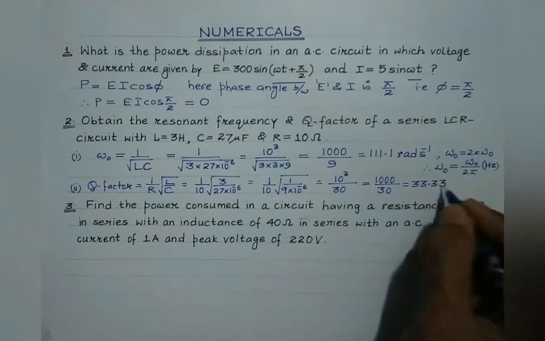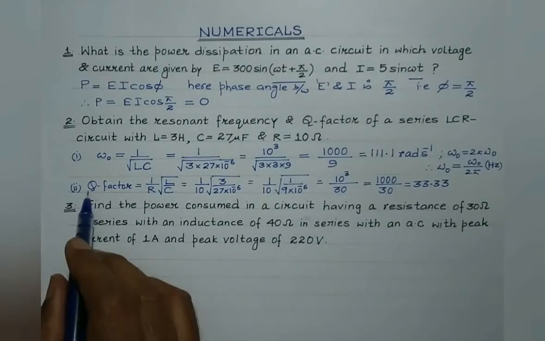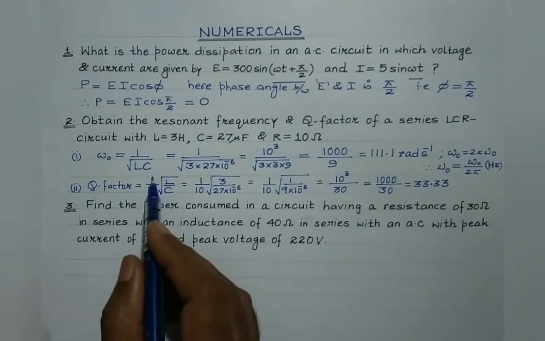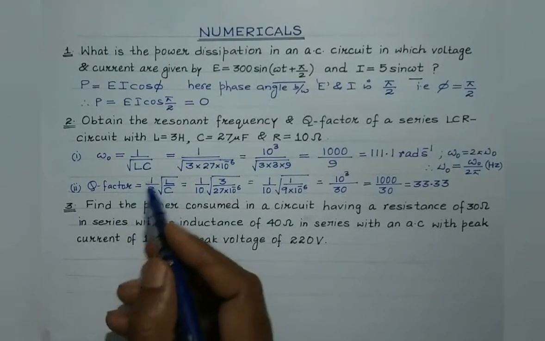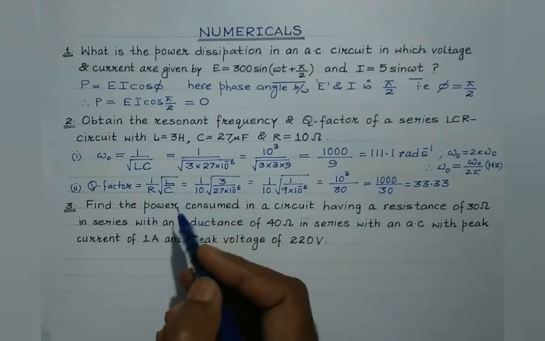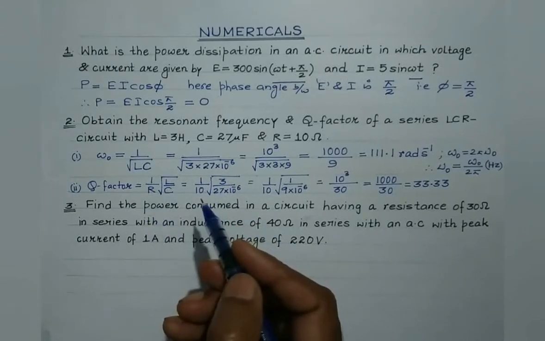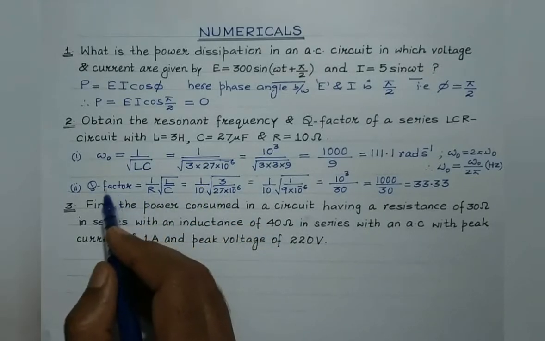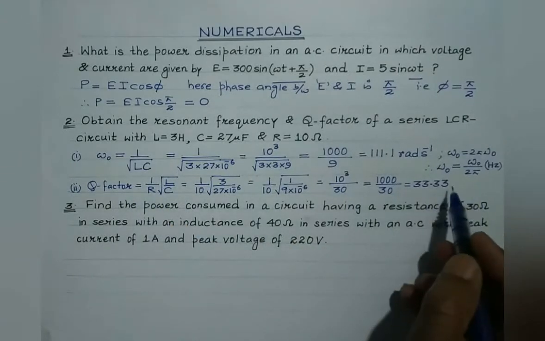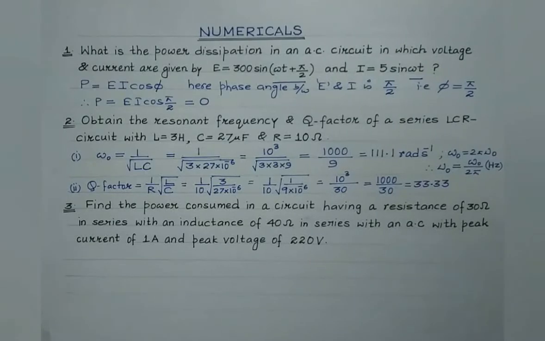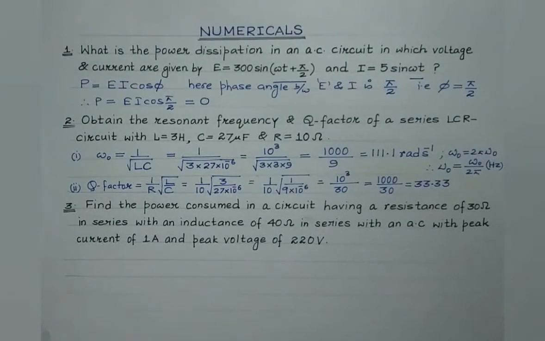33.33. And remember students, Q factor being the ratio of two similar physical quantities, it is VL by VR or VC by VR. So numerator, denominator both are measured in volts in SI. So Q factor being the ratio of two similar physical quantities, it does not possess any unit. Right? So second question is over. Now let's proceed to the third question now.